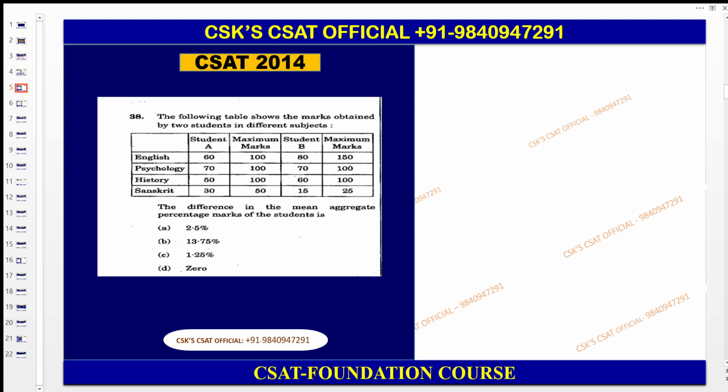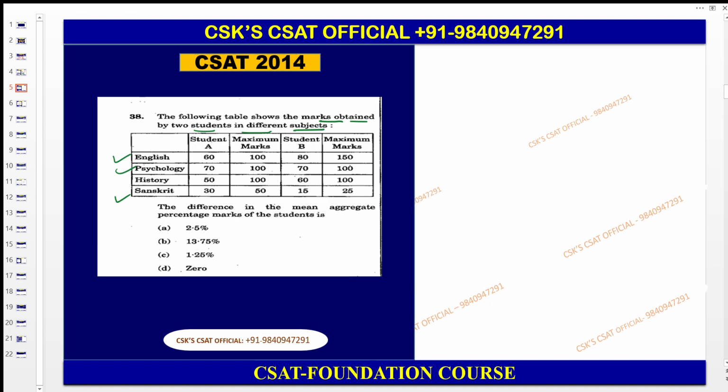Now this one. In 2014, there was a question like this. The following table shows the marks obtained by the two students in the different subjects: English, psychology, history, Sanskrit. Student A and maximum marks have been provided. Student B, maximum marks have been provided.